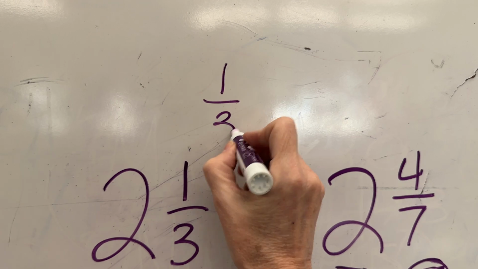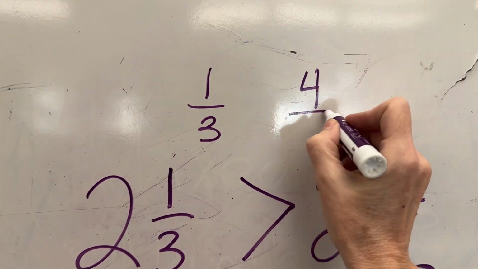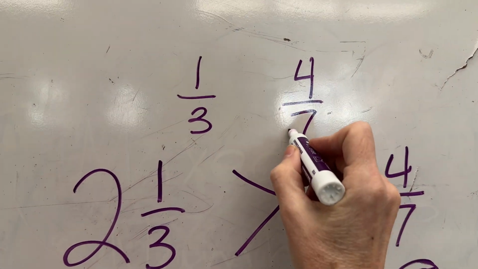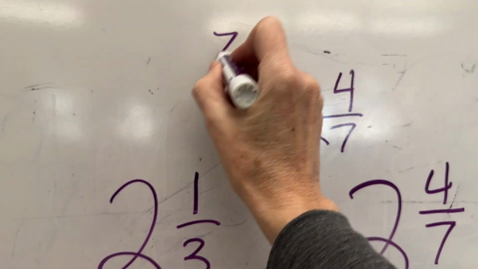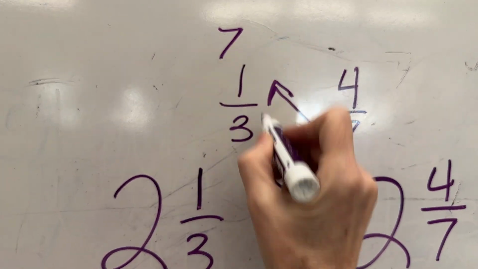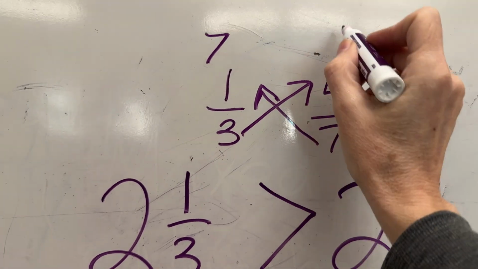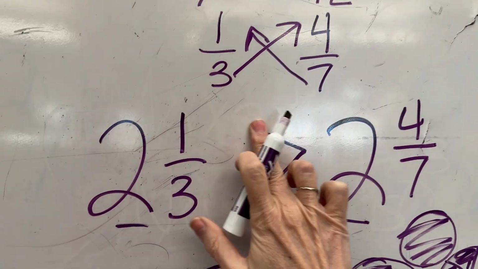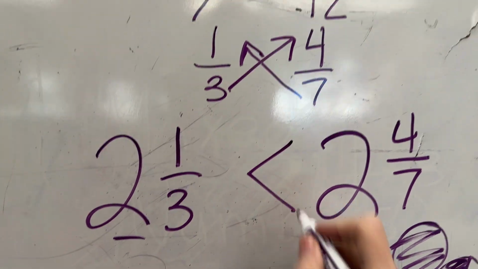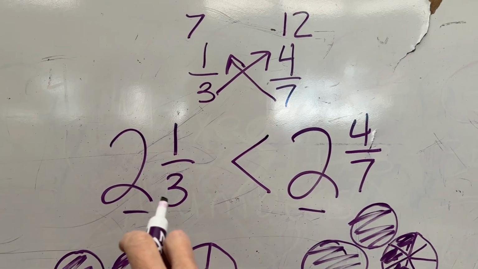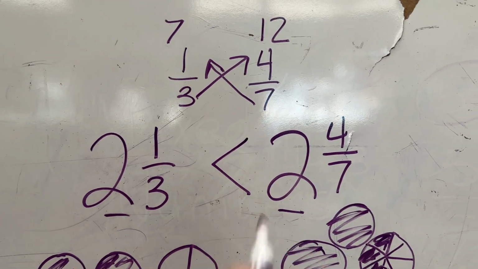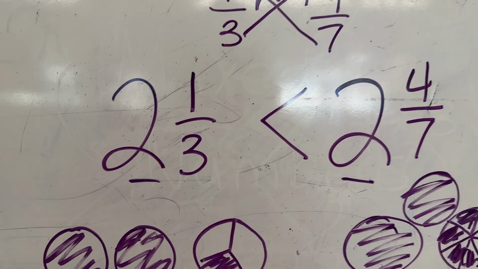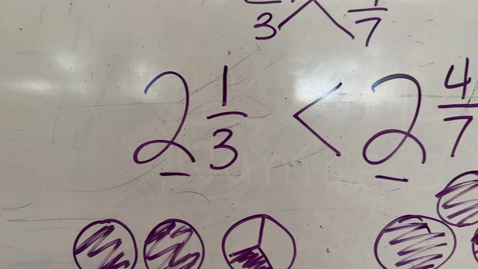We can rewrite them to make it a little easier to see. 7 times 1 is 7. 3 times 4 is 12. 4/7 is bigger, so 2 1/3 is less than 2 4/7. Let's do one more example of that.